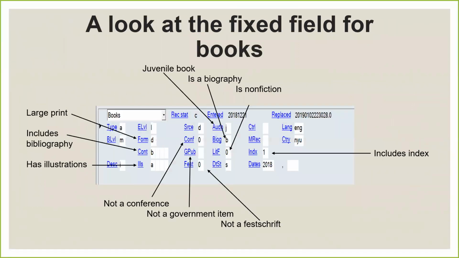This example of a book's fixed fields shows us the book is large print. It has bibliographical references and an index. The target audience is juvenile. The book is a biography, therefore nonfiction. It is not a government publication, nor is it a Festschrift or conference.